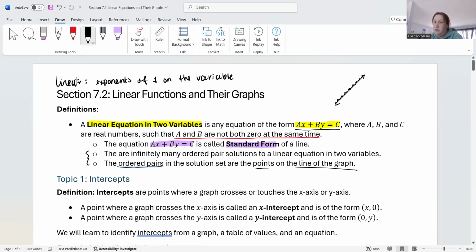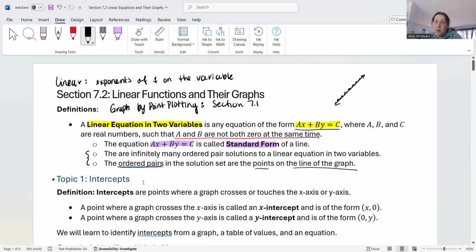Now, we know how to graph by point plotting, which we talked about back in the previous section, section 7.1. You can certainly graph lines by point plotting, but because lines are going to have some special qualities, they're going to have a few easier ways to graph them. Point plotting always works. It's a little bit more tedious when it comes to lines. There are definitely quicker ways to graph a line.